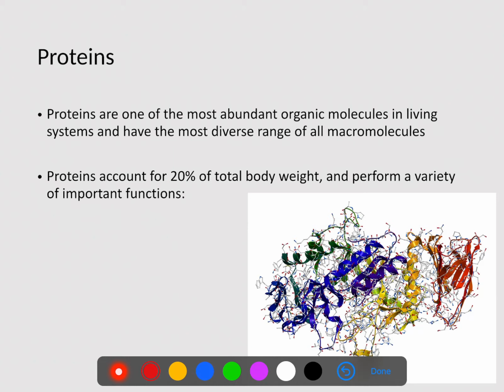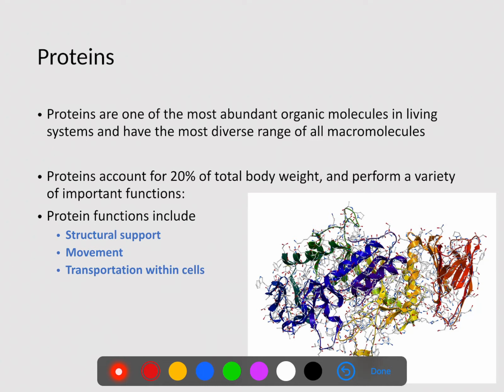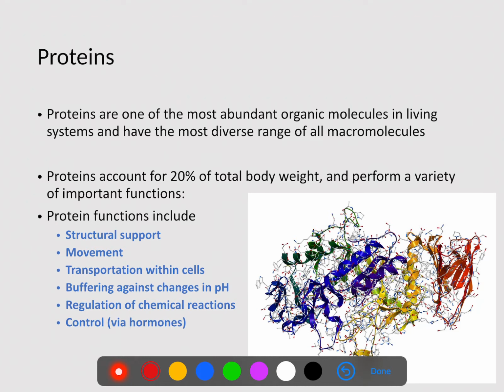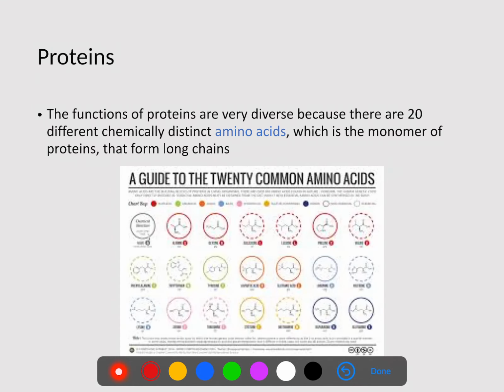Now, proteins account for nearly 20% of our total body weight, and they perform a variety of functions that include things like structural support for our body, movement, whether that movement is inside our cells or outside our cells, transportation within cells, buffering against changes in pH, regulation of chemical reactions, and control via our hormones, as well as our defense mechanisms. So all of our antibodies that are being produced when you get a vaccine, your body naturally produces these, or when you get sick, when your body fights it off. Antibodies are made of these proteins that help our body stay healthy.